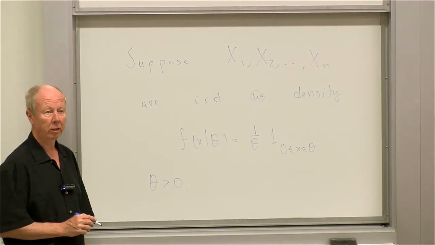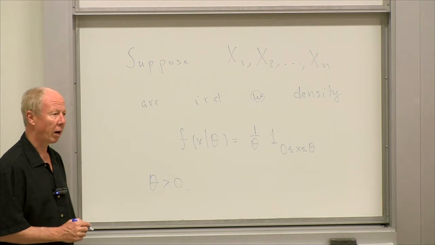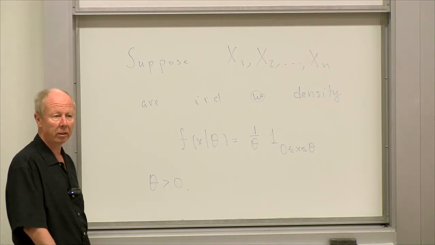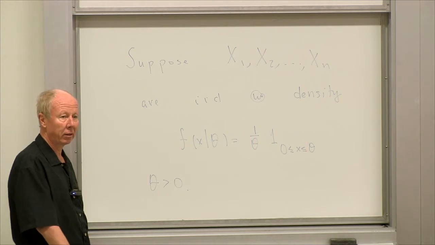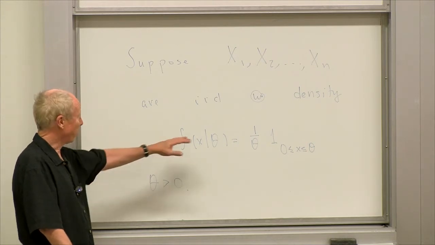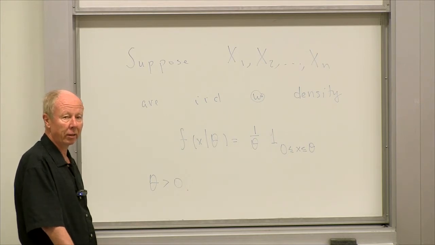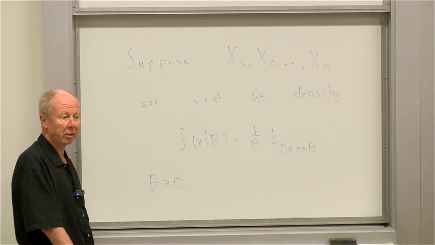Okay, so what words would you use to describe the common distribution of the xi's? The density is 1 over theta on the interval from 0 to theta. And that means they are uniform.